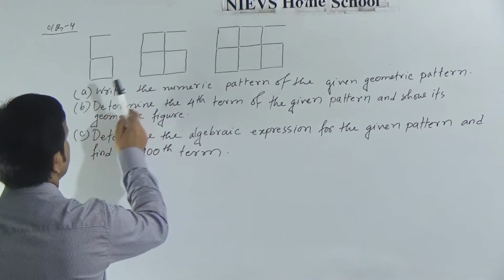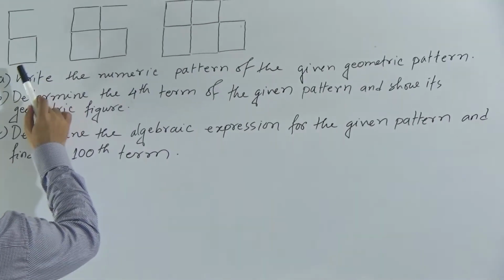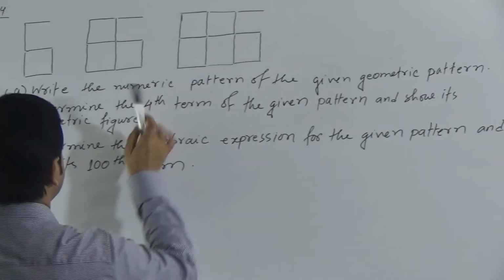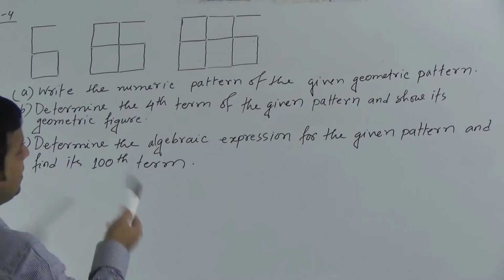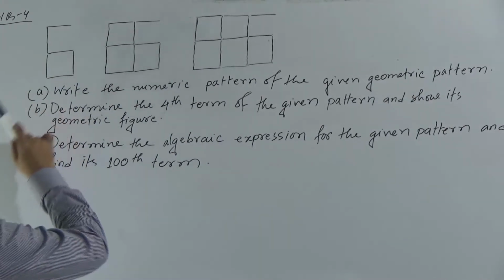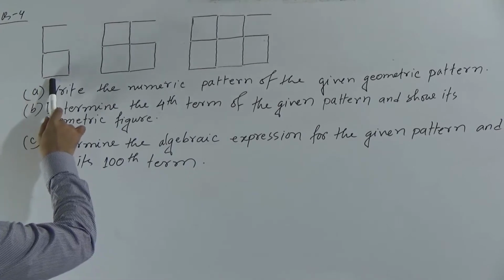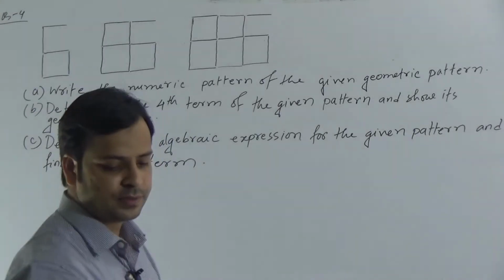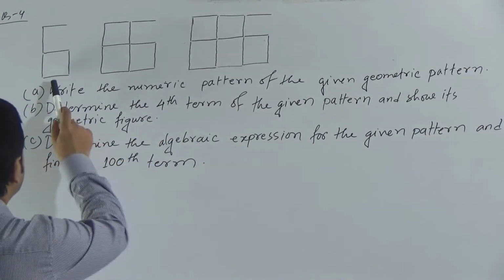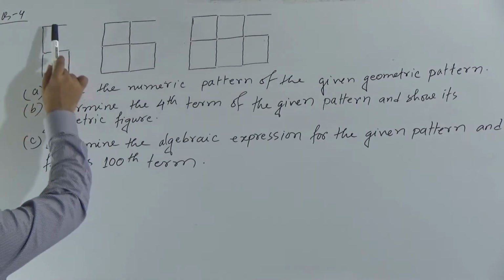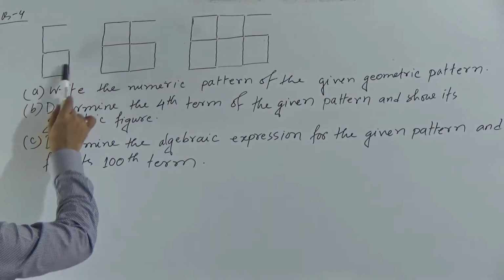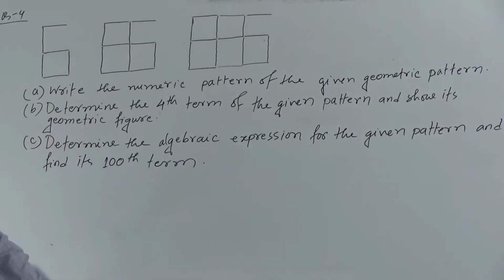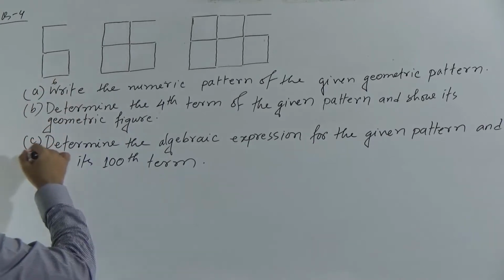Students, here some geometric figures are given. This one is the first figure, second figure, third figure. Suppose these figures are formed with sticks. So we can say the number of sticks in the first figure: how many sticks here? 1, 2, 3, 4, 5, 6. So in the first figure there are 6 sticks. I can indicate here 6.